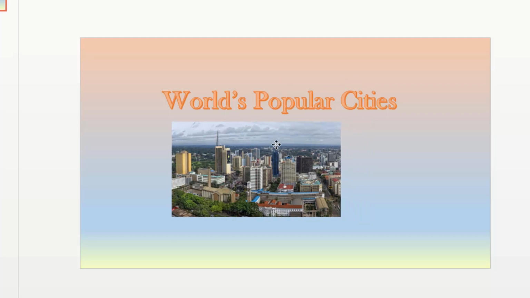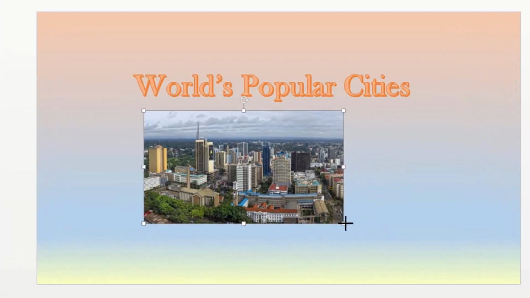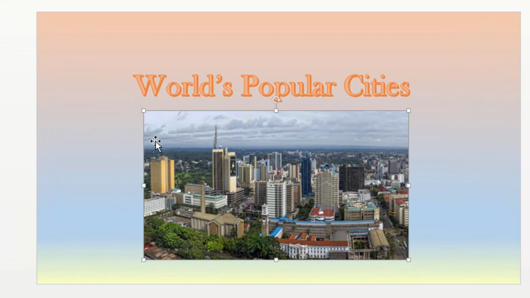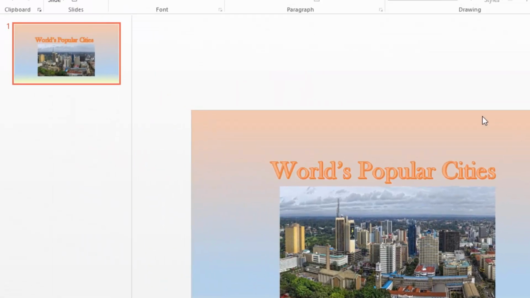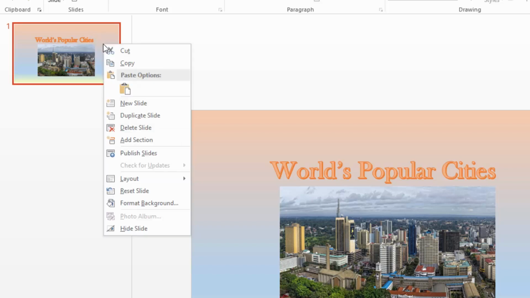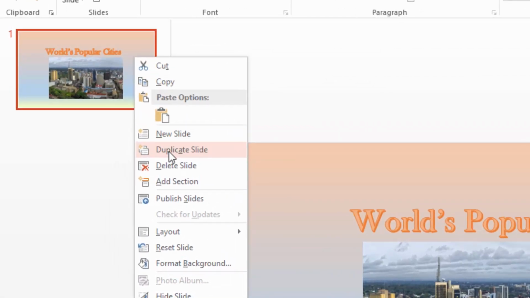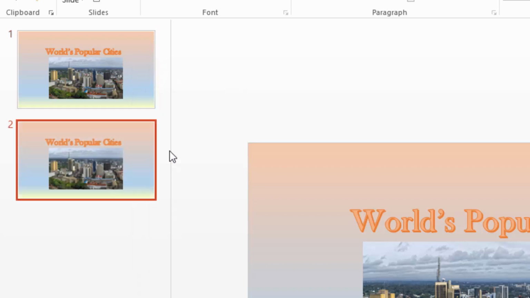I can just increase the size of this picture like this, so that the width is also the same width as the text. So the next thing I want to do is I want to duplicate. Since I don't want to design the background again of this presentation, I will just come to this slide, then right click, then click duplicate slides. Okay, to duplicate is just to copy it.